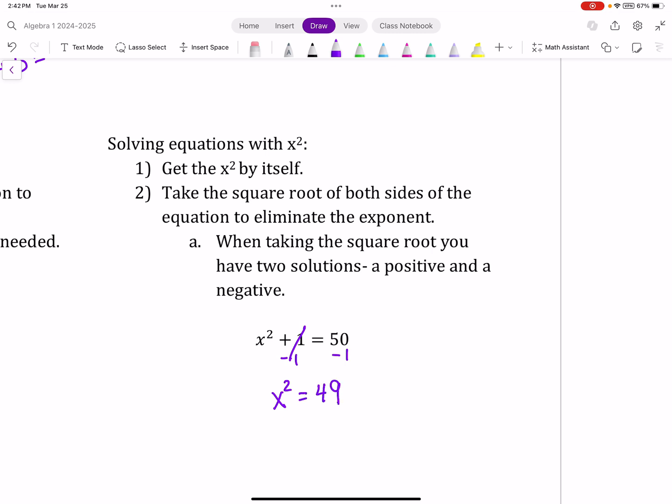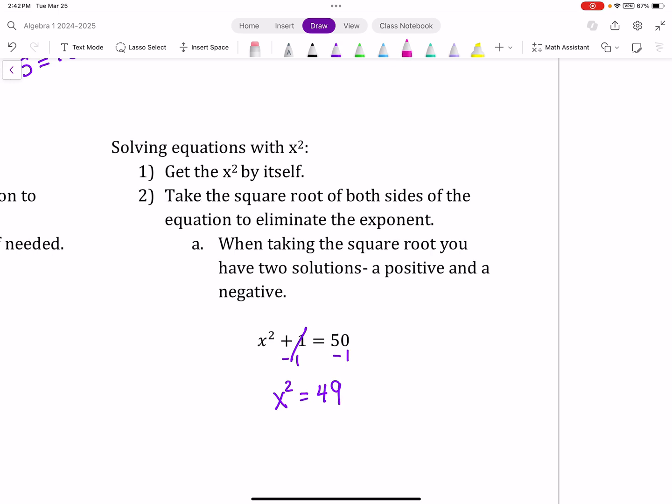Once we have the x squared by itself, we can go ahead and eliminate the square by taking the square root. So this square root gets rid of the square. So that leaves me with x. And then the square root of 49 is 7. Now, if you notice right here, I put a little note here. When taking the square root, you're going to have 2 solutions. So one is the positive number, like 7, and then you also have a negative 7 for your answer.